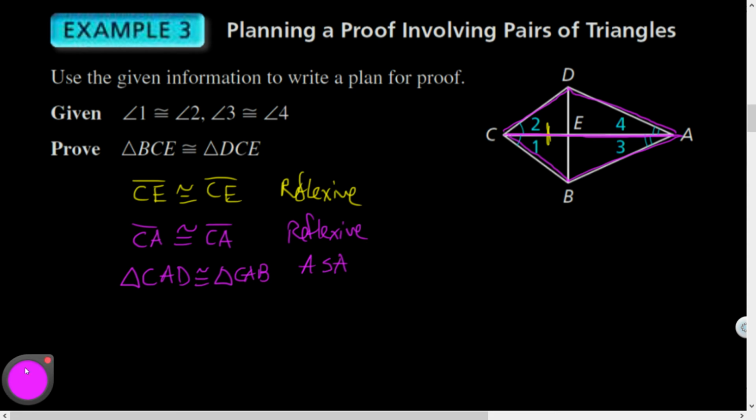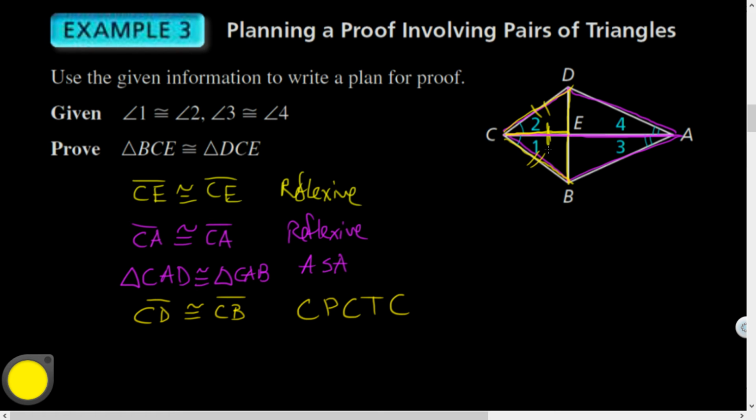Now that I know that, check this out. I can say this is congruent to that. CD is congruent to CB. Why is that true, friends? CPCTC. Corresponding parts of congruent triangles are congruent. And so by using those bigger purple triangles, I've now proven a piece of information that will help me prove something about these smaller yellow triangles. That's crazy, friends, isn't it?